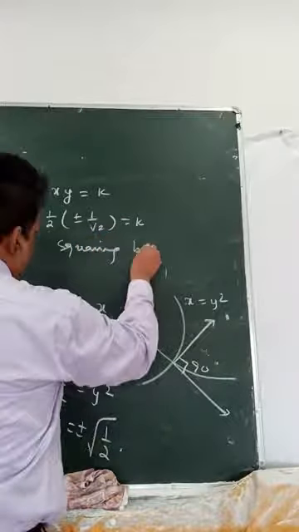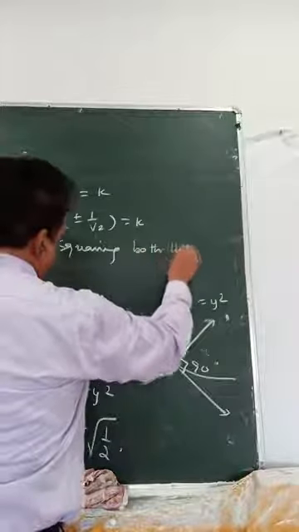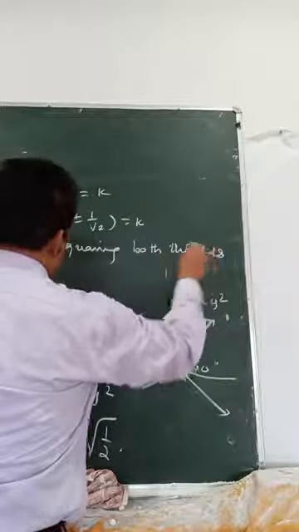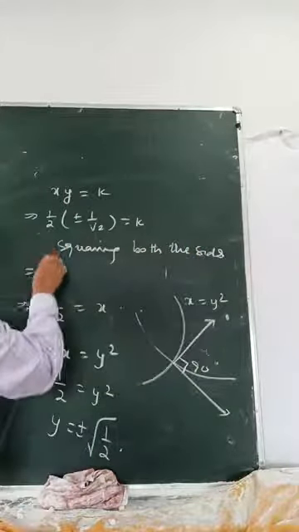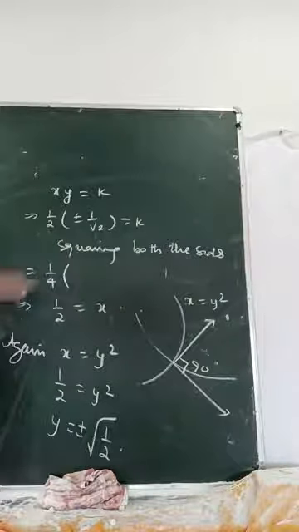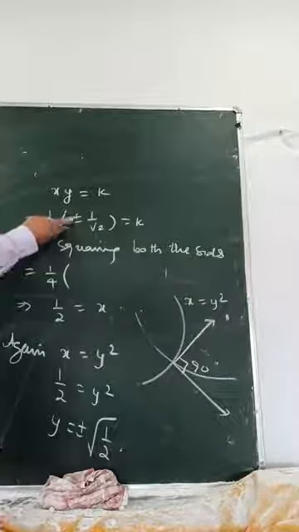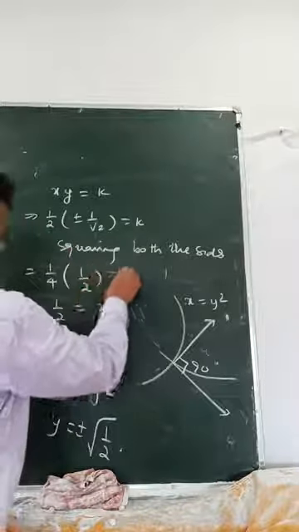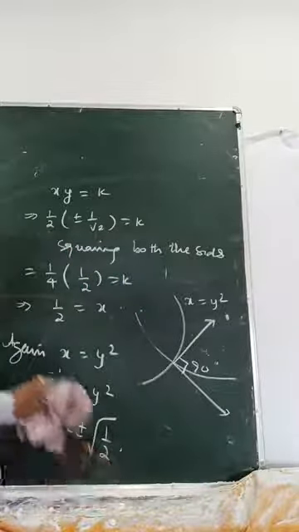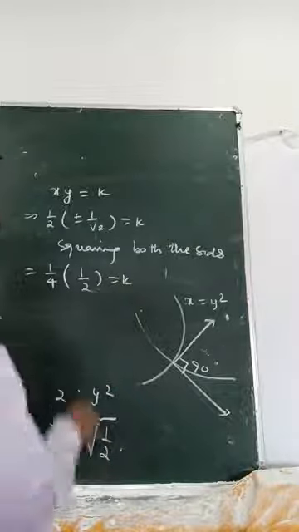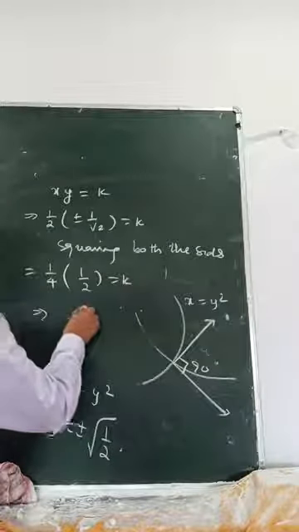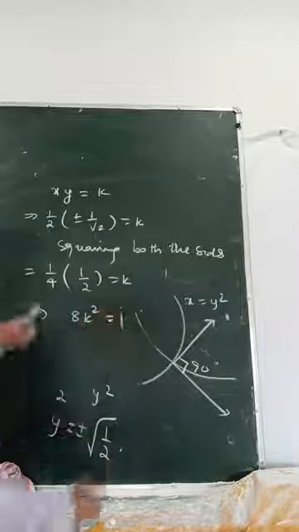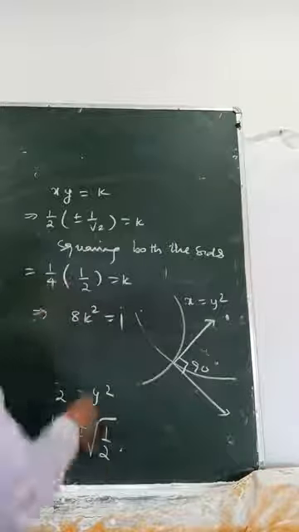Squaring both the sides. This squaring is 1 by 4, plus square or minus square is also plus, second 1 by 2 equals to k square. So if I do a cross multiplication, 8k square equals to 1. 8k square equals to 1. So this proves.